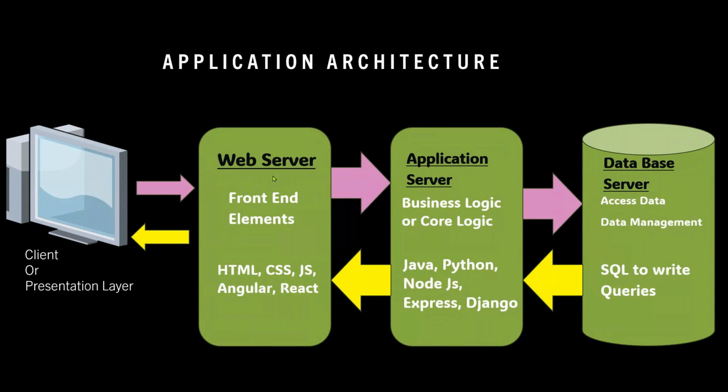Majorly, there are other languages also, but Java, Python, and Node.js are the major languages used for developing the application server. We put the code into the application server as part of backend development, and Express and Django are the major frameworks. Coming to the database, as the name suggests, it mainly contains data, our usernames, passwords, our credentials.